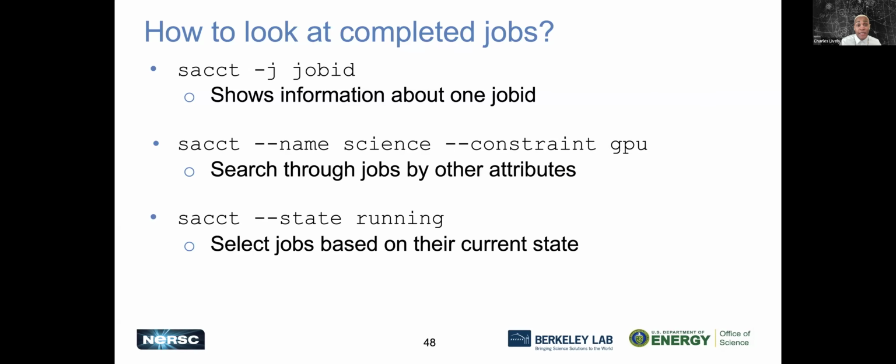And so, different ways to look at completed jobs. You can do saccount, and then the job. If you have the job ID, you can do saccount. And if you have other constraints, like the name of it, and then a constraint on whether it was a specific GPU or CPU, you can do that. And then you can also do it based off of the current state, if you want to pull all jobs that are currently running. So different ways and flags that you can utilize to denote the different job states of any of your jobs that are currently running or being completed.